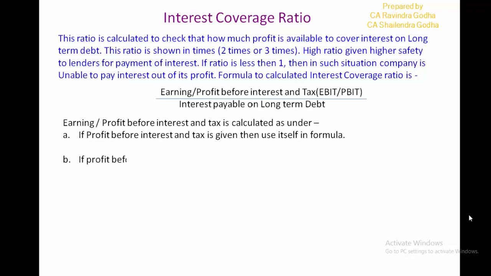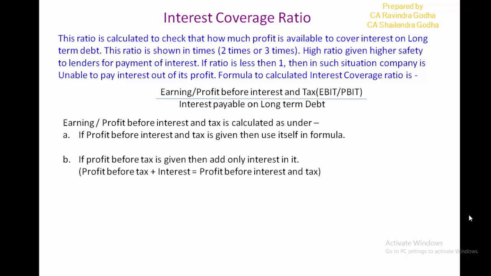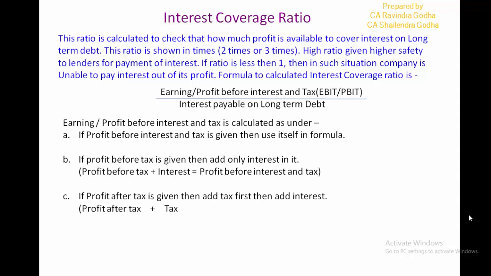It is the value which we need in the formula. Next case: if profit before tax is given, then add only interest to it. Profit before tax plus interest is equal to profit before interest and tax. Profit before tax means profit before deducting tax, but interest is deducted, so we are adding interest. Next case: if profit after tax is given, then add tax first, then add interest. Profit after tax plus tax plus interest is equal to profit before interest and tax.